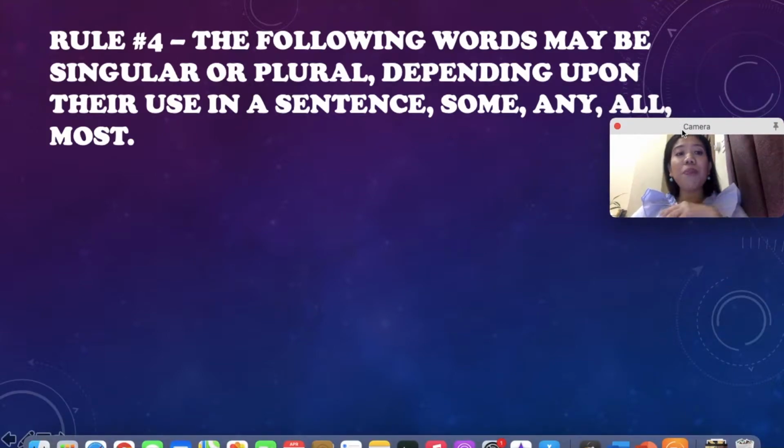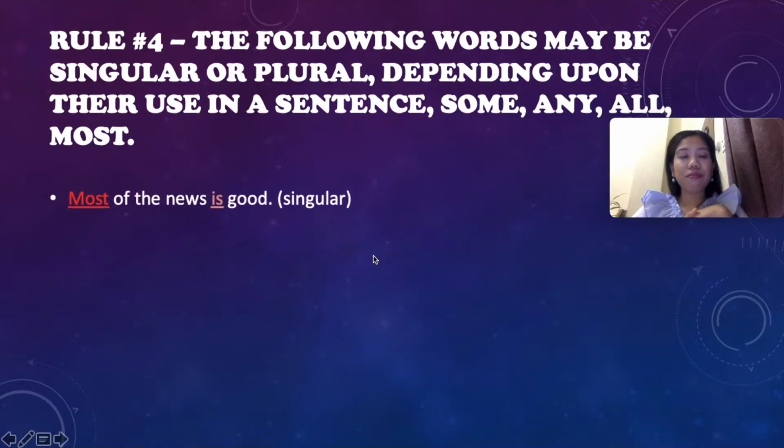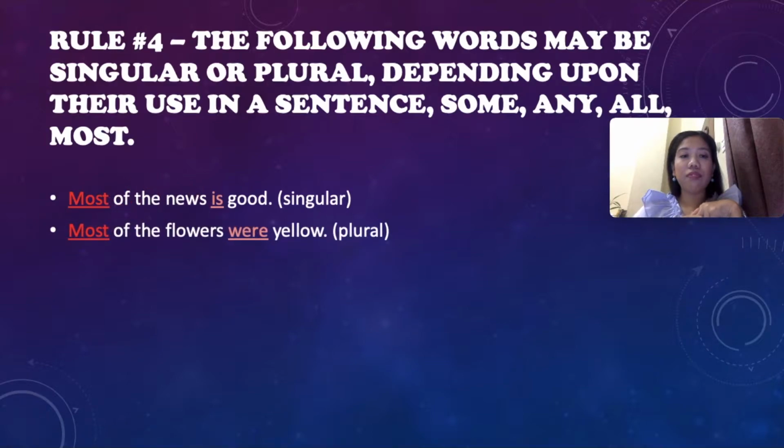The following words may be singular or plural depending upon their use in a sentence: some, any, all, most. Most of the news is good. Singular. Most of the flowers were yellow. Plural. Why is that? News here is singular. Most of the flowers, so we look at the object, were yellow.